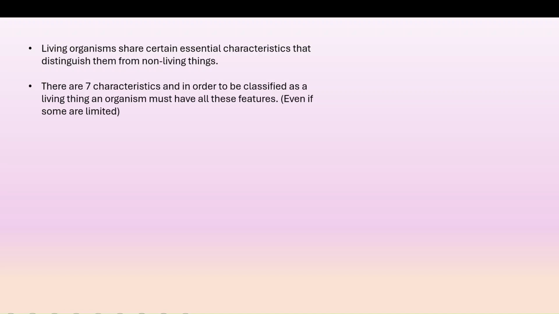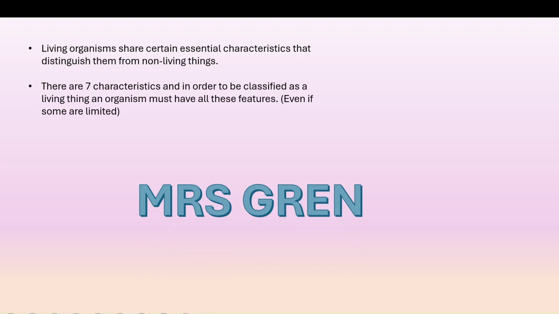And an easy way to remember these 7 characteristics is with the acronym MRS GREN, where each letter stands for one of the characteristics. So M is movement, respiration, sensitivity, growth, reproduction, excretion, and nutrition. So let's break down each of these characteristics with some examples.